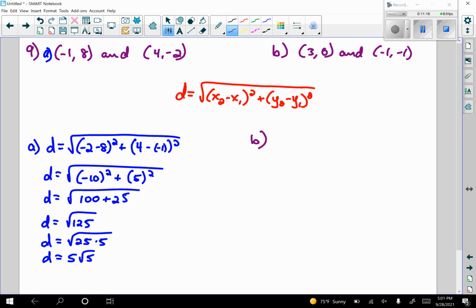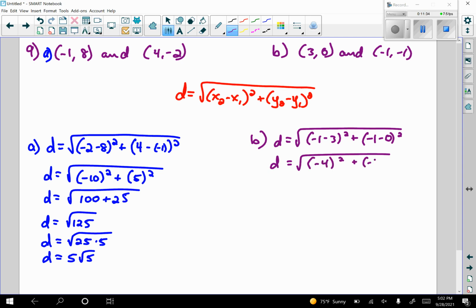Now for b, we're going to have the distance is equal to, this time we'll start with the x's, negative 1 minus 3 squared plus negative 1 minus 0 squared. So I'm going to get a negative 4 squared plus a negative 1 squared. So this will give me a square root of 16 plus 1. We get the square root of 17, and we can't simplify that.